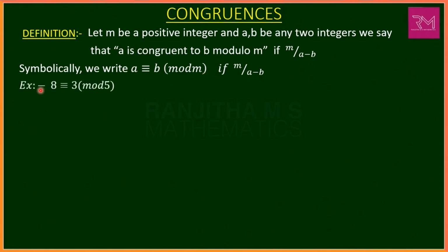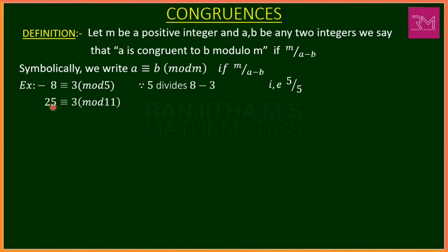Let us take some examples. 8 is congruent to 3 mod 5. This is an example of a congruence because we can write this as 5 divides 8 minus 3. We know that 8 minus 3 is 5. Therefore, 8 congruent to 3 mod 5 is the same as 5 divides 5. Therefore, the condition holds, and we can say that 8 is congruent to 3 mod 5.